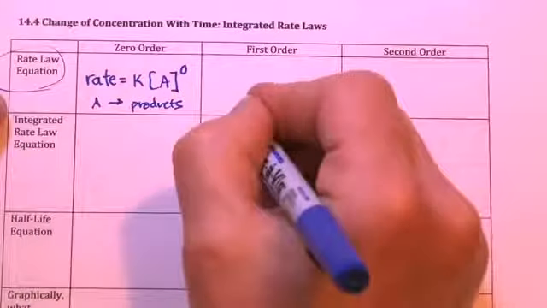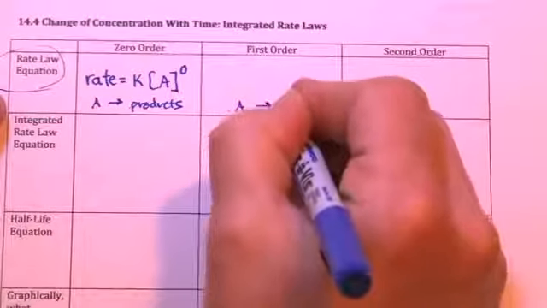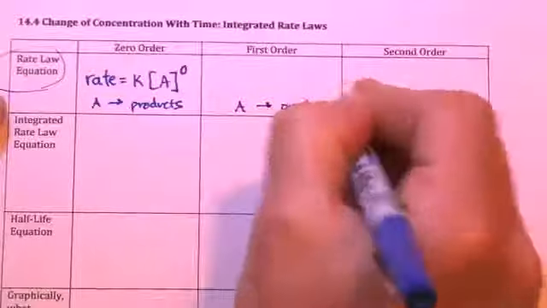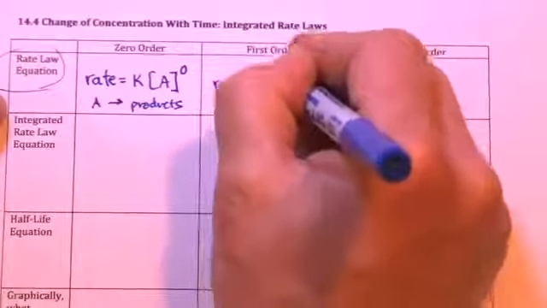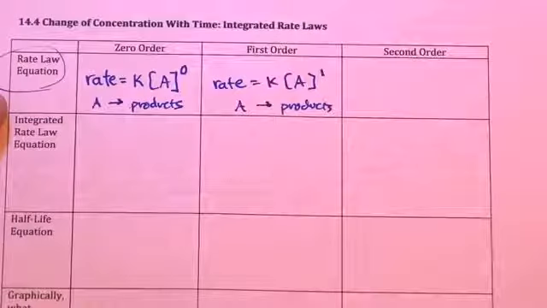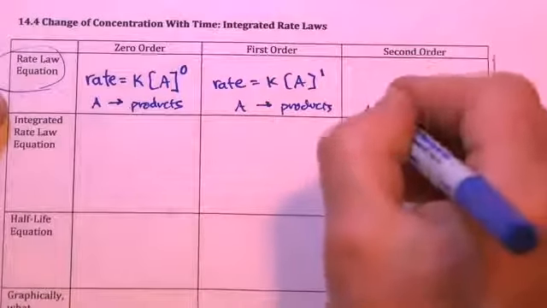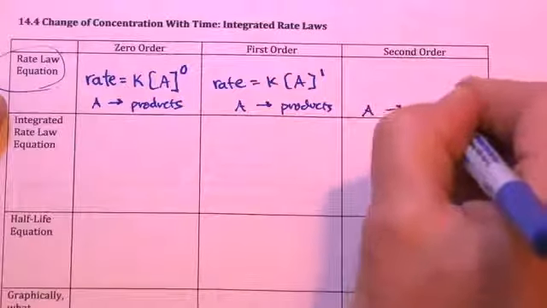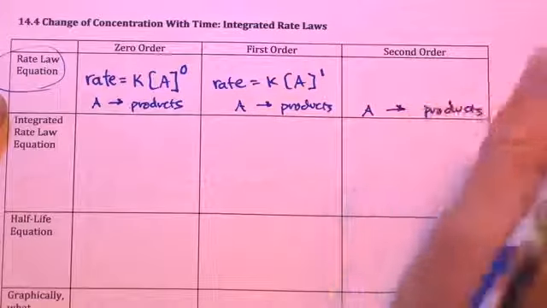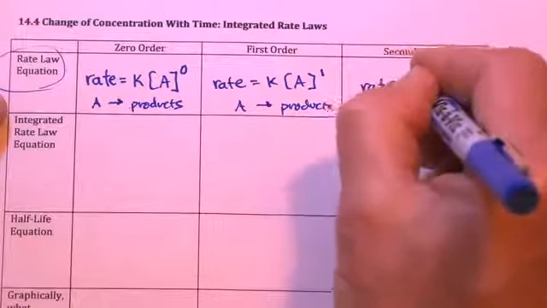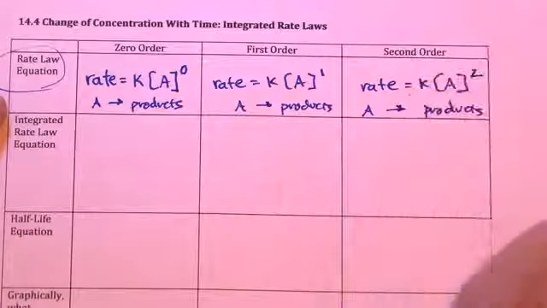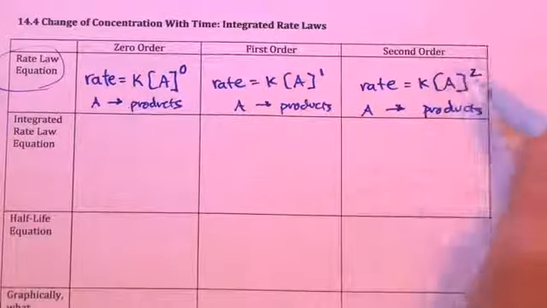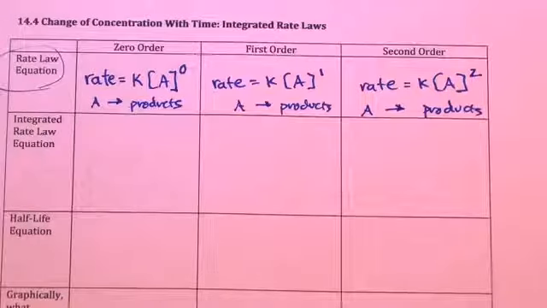Now, first order would also be for a reaction where A goes to some sort of products, but the rate expression, since it's first order, would now be rate is equal to some constant K, A to the first power. For the second order, it would also be an equation A goes to some products. In this case, the rate expression would be rate is equal to K times the concentration of A to the second power. Because it's called the second order, A would be to the second power.